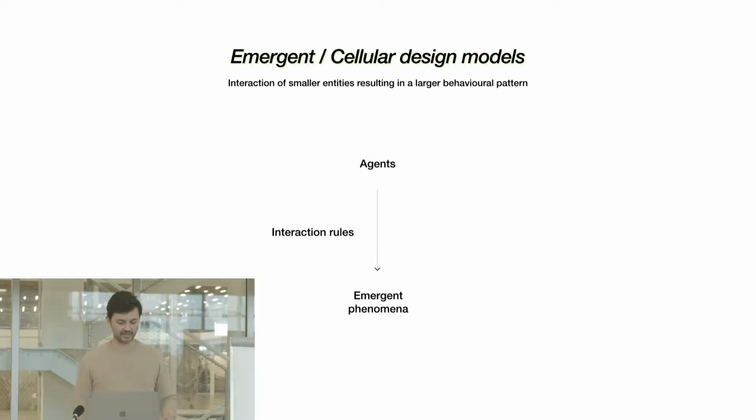Now, let's look at another variation of these rule-based models, and I named them emergent or cellular design models. They're not about a single object, they're about a population of objects. What they emphasize is the interaction between a large number of smaller entities, and when they interact, this results in a larger pattern, and this larger pattern has a global structure. So if you think of, for example, ants, when you look at a single ant, you can see that it does some things. But when you see 1 million of them, then you observe a larger structure, and you ask yourself how these two levels are connected.